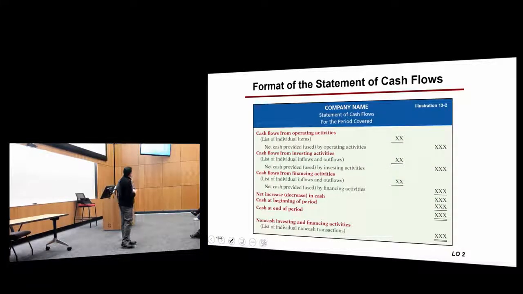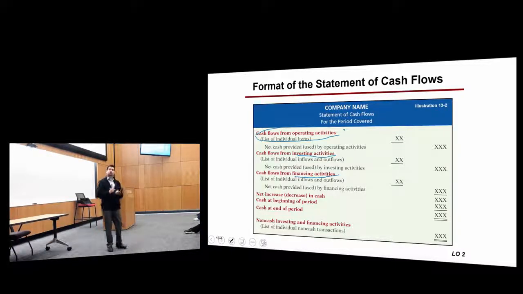This is an example of a statement of cash flows. Later on we will start with net income. This one will show you cash flows from operating activities. That is just a summary, not the individual items. We'll see later on how we list the individual items. But basically, you have the three categories: cash flows from operating activities, from investing activities, and from financing activities.